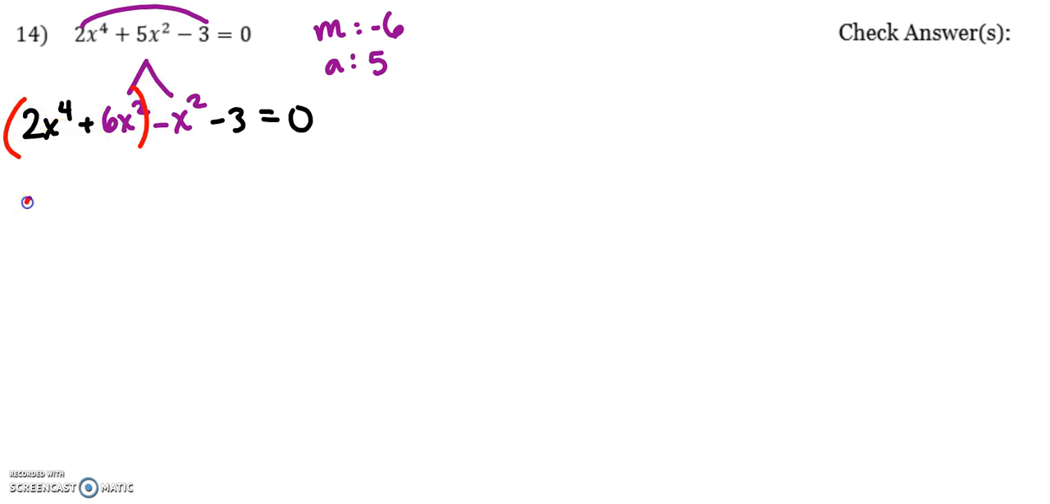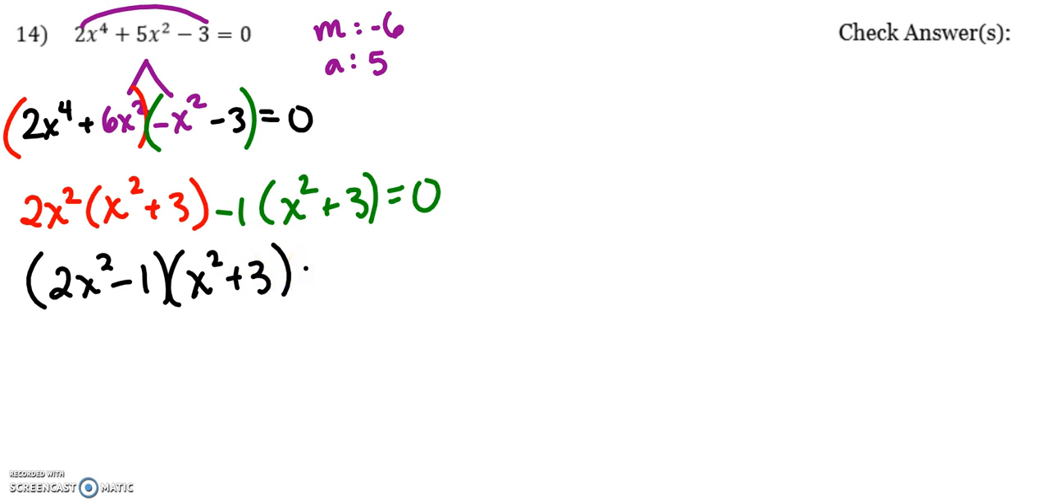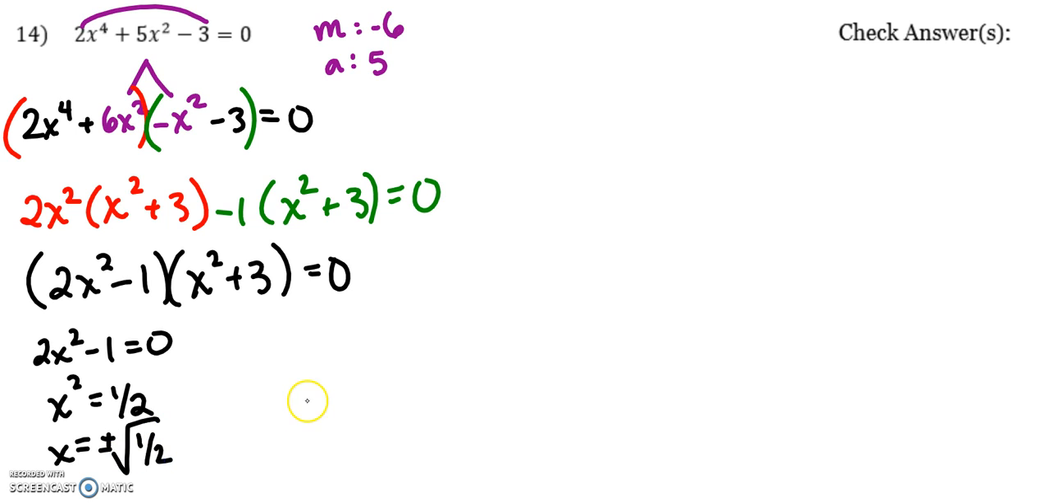So these two things together, I'm going to take out a 2x squared, be left with x squared plus 3. This one I'm going to take out a -1, I'm left with x squared plus 3. I know factoring by grouping just worked because my terms in the parentheses are the same as I wanted them to be. So solving this, 2x squared minus 1 equals 0. That would mean x squared equals 1/2. x equals plus or minus the square root of 1/2.